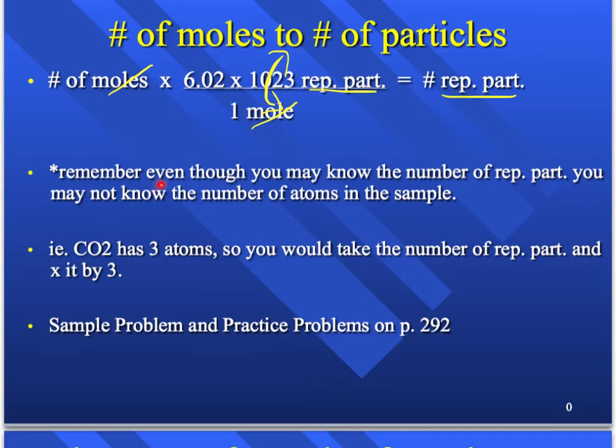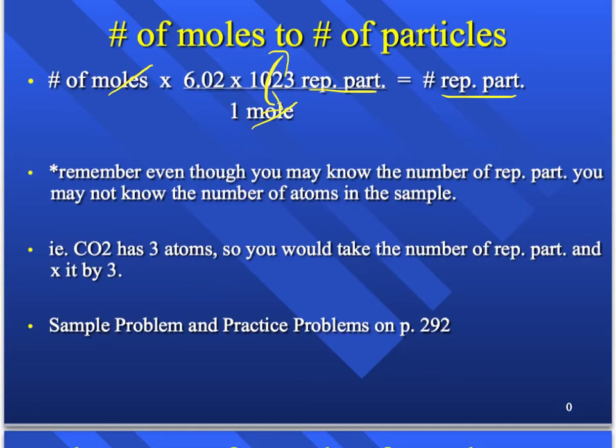It says here, remember, even though you may know the number of representative particles, you may not know the number of atoms in the sample. It's reminding you that, for example, carbon dioxide here has 3 atoms, so if the problem was asking how many atoms, you would need to multiply the representative particles by 3. There are a few example problems in your textbook that you could do.